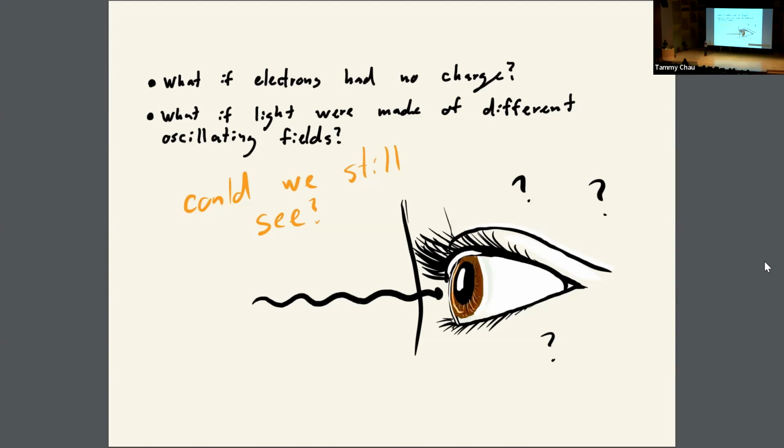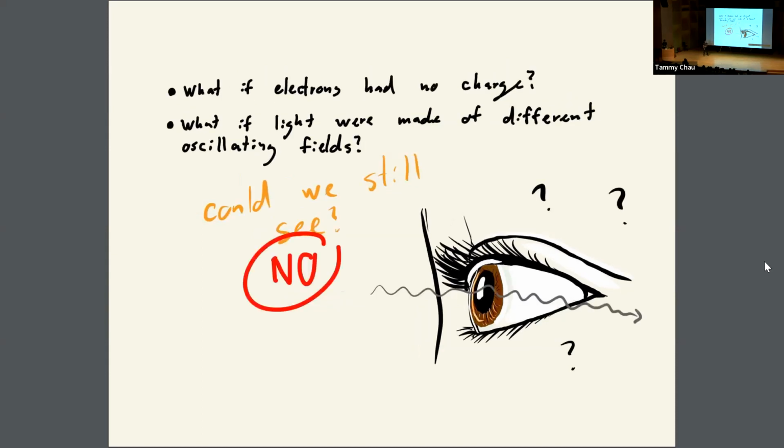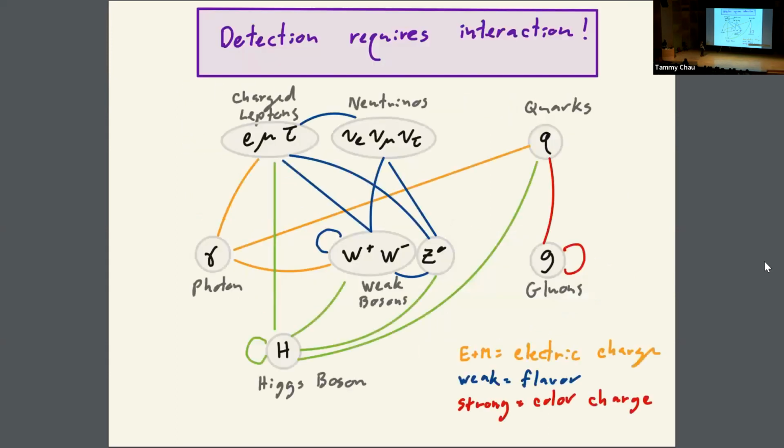In neither case, in a simple form, would you be able to see those. That's because that fundamental interaction would be missing. There's not that electromagnetic interaction allowing you to see that particle. So as a nuclear physicist, I study a wide range of particles.